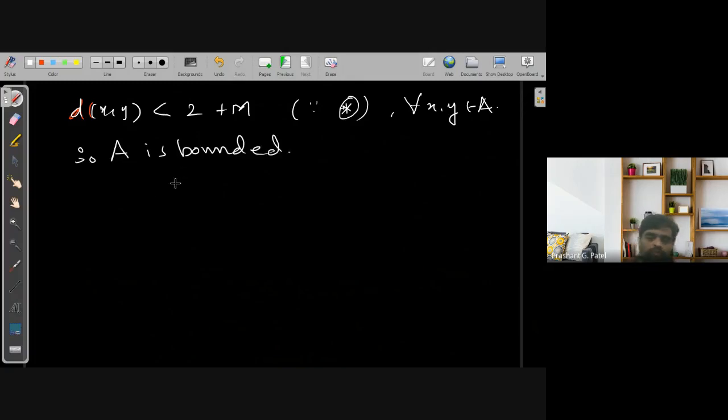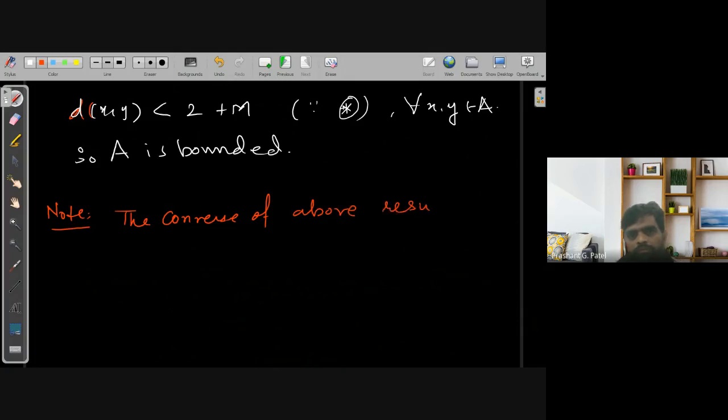Now the converse of this result will not be true. That we need to prove by an example. So as a note I can write here: the converse of the above result is not true. It is not true. For example, I can consider the L2 space. What is the L2 space? Let us first define what the L2 space is.